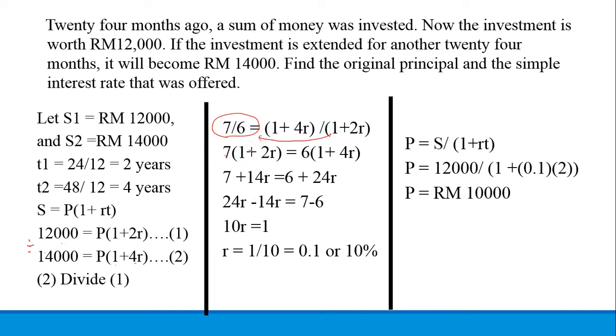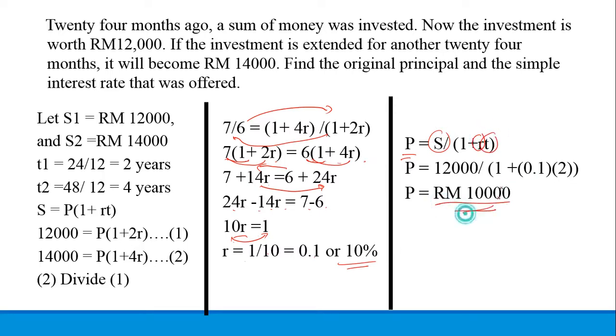Then I move this one to the left side, and the other moves to the other side. 7(1 plus 2R) equal to 6(1 plus 4R). And then I multiply inside: 7 plus 14R equal to 6 plus 24R. And then I move the 14R and the 6 across. 24 minus 14, 7 minus 6, 10R equal to 1, so R is 1 over 10, which is 0.1 or 10%. To get P, you already know S, R and T. Just substitute this one and you get P equal to 10,000.